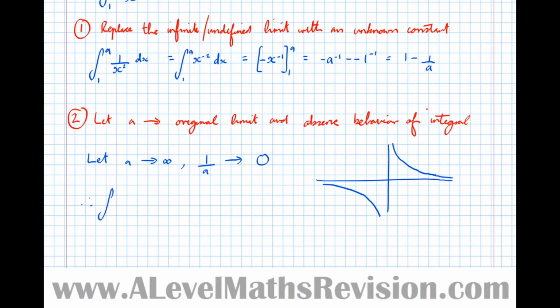Therefore, the integral between a and 1 of 1 over x squared dx approaches 1 minus 0, which is clearly equal to 1. Therefore, we're done. But I have to stress that in an exam, you must show the whole limiting process here. Without it, you can't get the full marks. You must replace the infinite or undefined limit with a constant and show that constant approaching that limit.